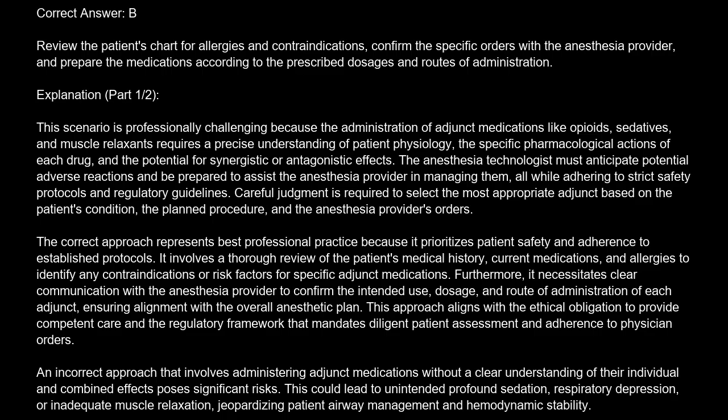Careful judgment is required to select the most appropriate adjunct based on the patient's condition, the planned procedure, and the anesthesia provider's orders. The correct approach represents best professional practice because it prioritizes patient safety and adherence to established protocols. It involves a thorough review of the patient's medical history, current medications, and allergies to identify any contraindications or risk factors for specific adjunct medications.